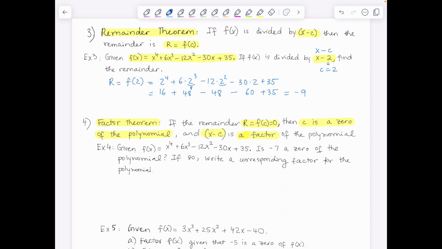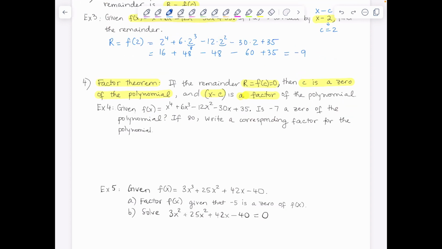Example 4, given f of x is equal to the same polynomial that we just did, the question is, is negative 7 a zero of the polynomial? And if it is, write a corresponding factor for the polynomial. To determine whether negative 7 is a zero, we want to find out what the remainder is going to be. Is it going to be 0 or not? So we are going to evaluate the function f at negative 7.